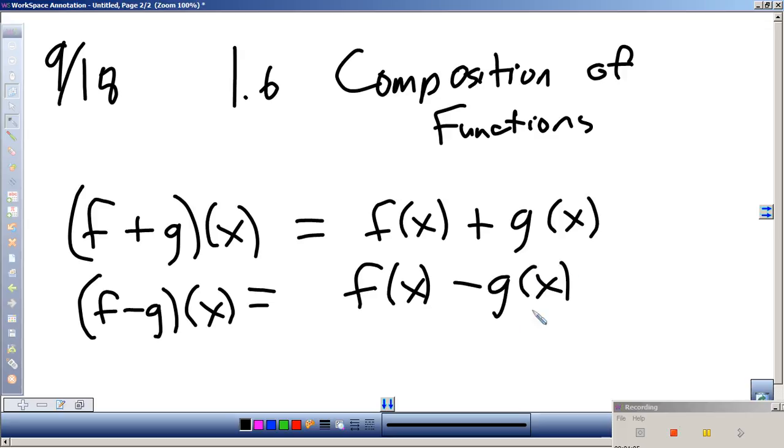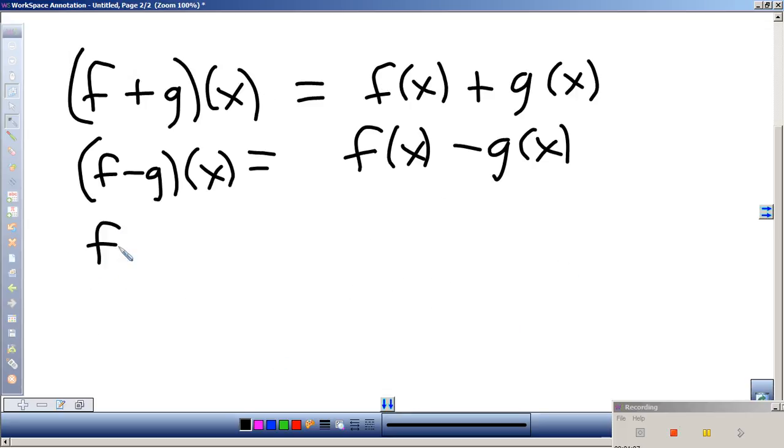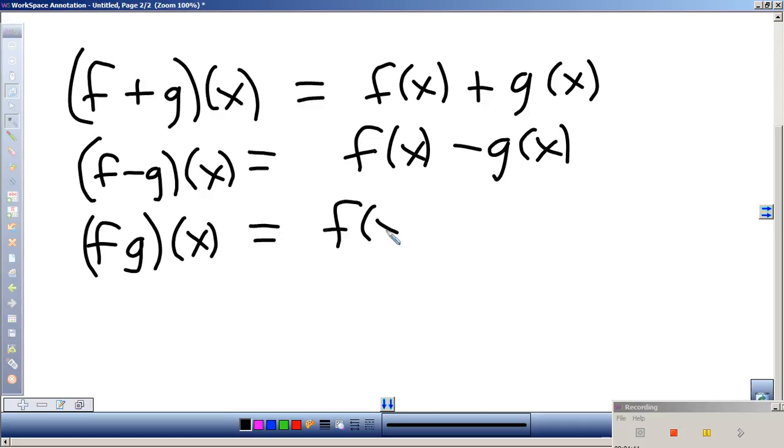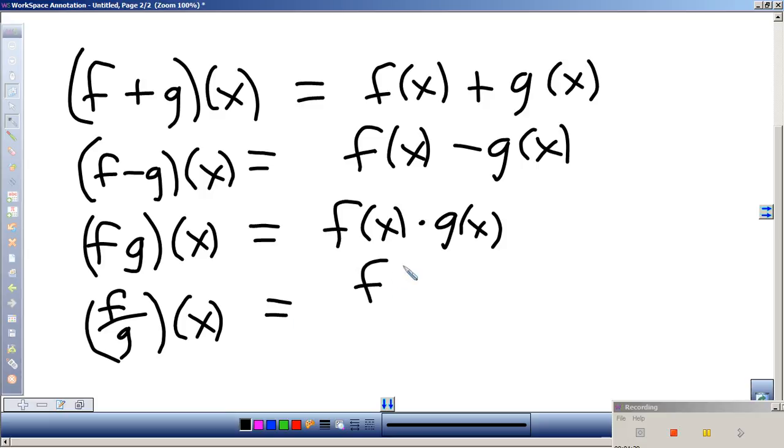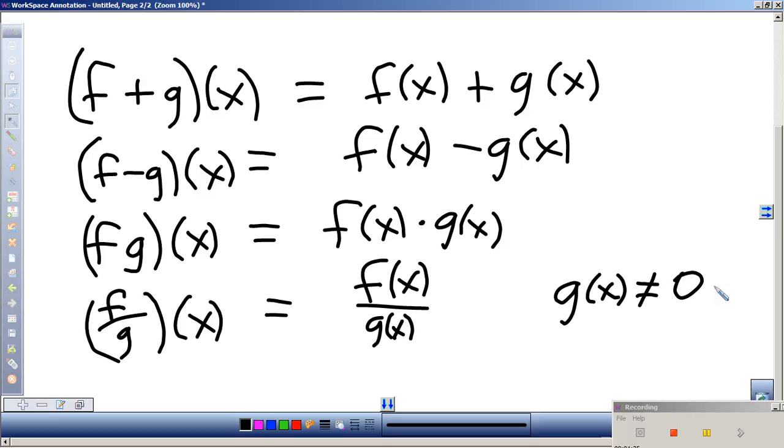And of course we can do multiplication, f(x) times g(x), and division. What's the complication with this one? Yeah. Remember, we don't want it to be undefined anywhere, so we're going to have to put a restriction here: g(x) does not equal 0.